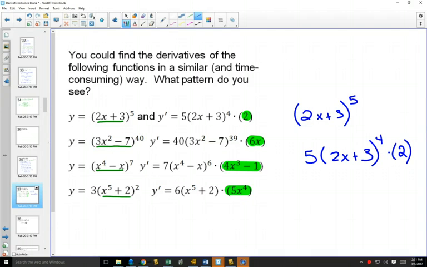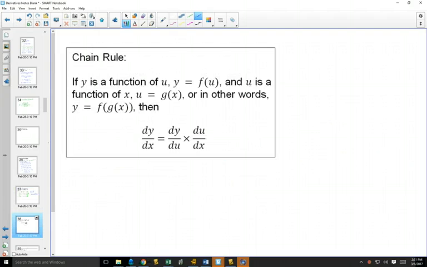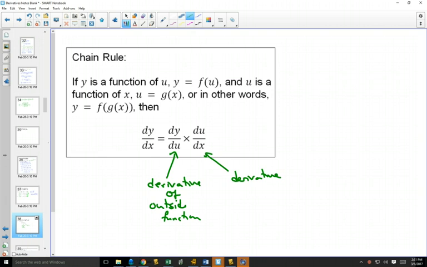So how do we write that in a general way? Well, in Leibniz notation, this first one here is your derivative of your outside function. And this is the derivative of your inside function. And that becomes your chain rule.